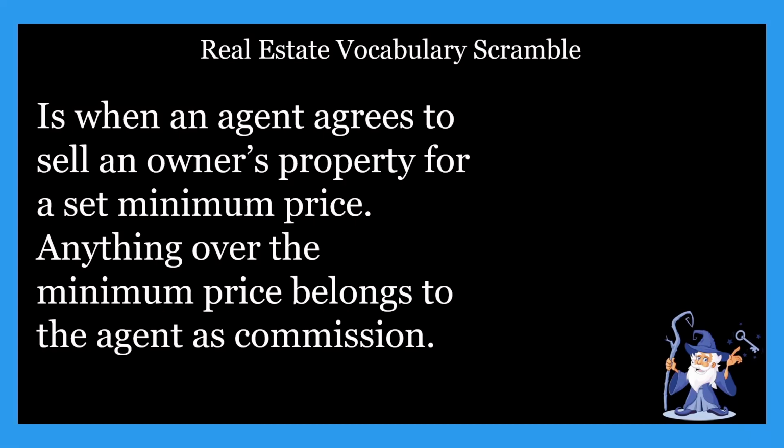is when an agent agrees to sell an owner's property for a set minimum price. Anything over the minimum price belongs to the agent as commission. Here's your scramble. And here's your answer. Net listing. A net listing is when an agent agrees to sell an owner's property for a set minimum price. Anything over the minimum price belongs to the agent as commission.